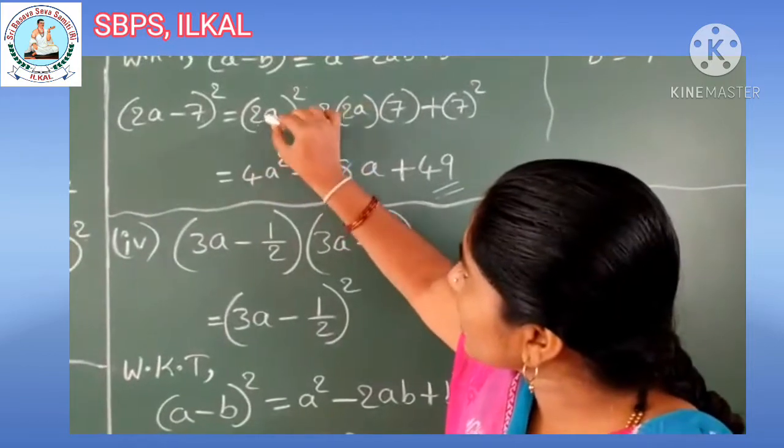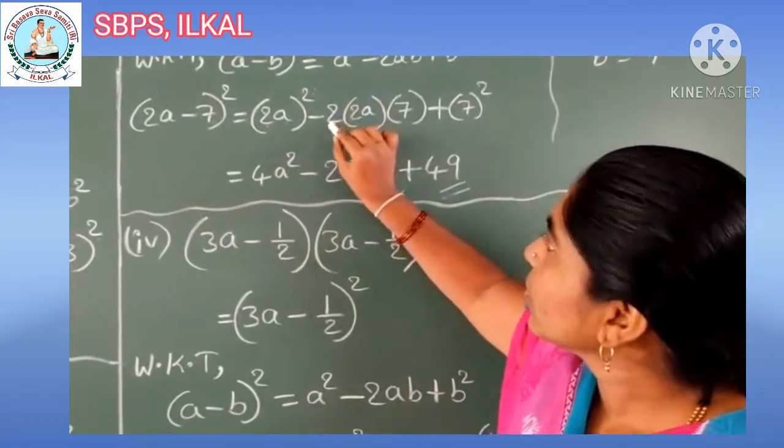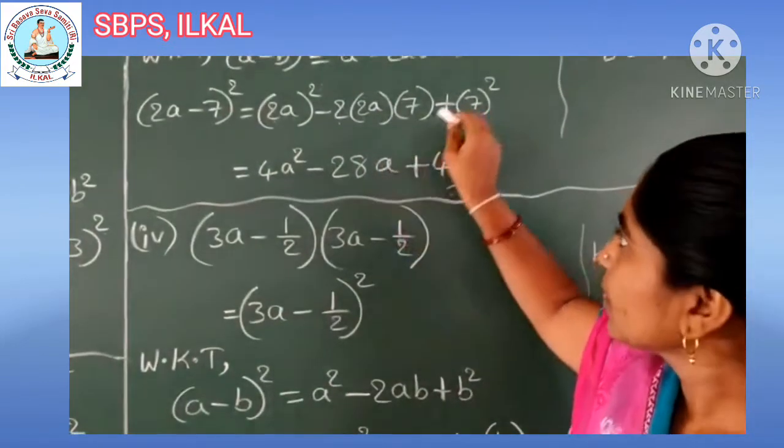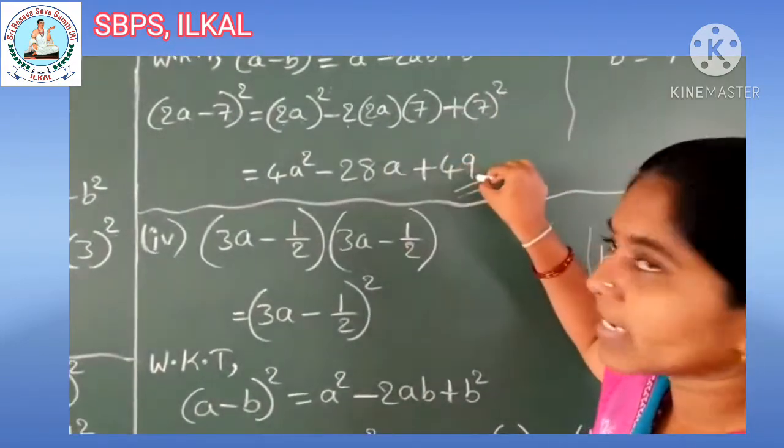2 square is 4. A into a is again a square. 2 2s are 4. 4 7s are 28. This variable a as it is. Plus 7 7s are 49.